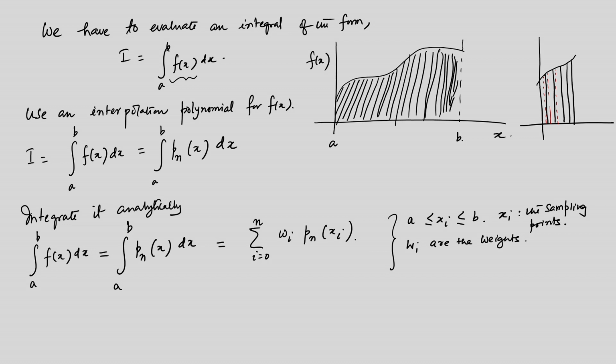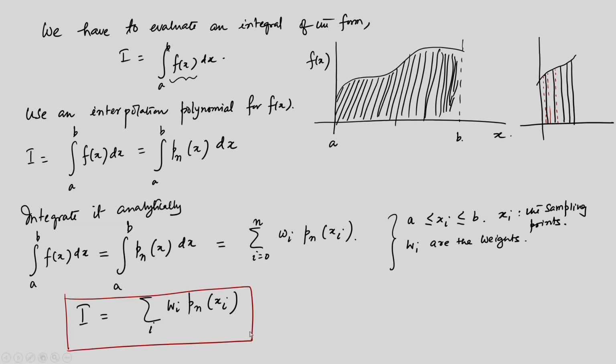Okay. So, let us say that the integral has to be evaluated using some sum over i of w_i and p_n of x_i, and that is the formula for evaluating an integral numerically using numerical methods, by assigning weights and interpolating a polynomial. Okay. So, let us see this more carefully.